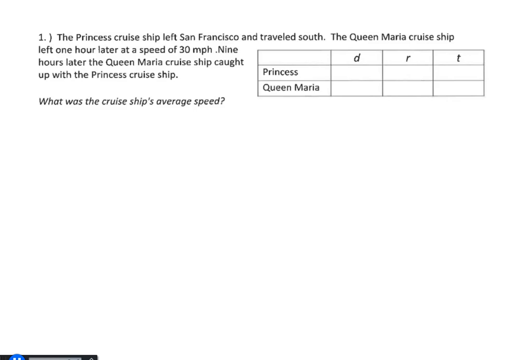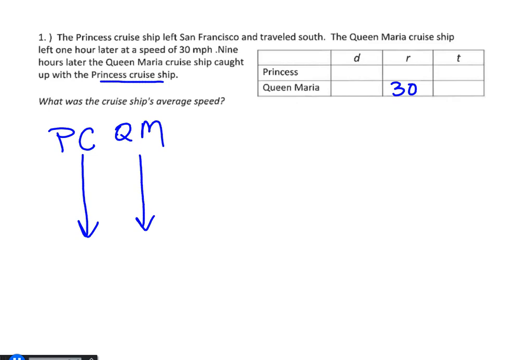It says the Princess cruise ship left San Francisco and traveled south. Sometimes it's helpful to say we have the Princess cruise ship and she left and she headed south. The Queen Maria cruise ship left 1 hour later at a speed of 30 miles per hour. So we're going to go ahead and put that right in the table, 30 miles per hour for the Queen Maria. And it says she caught up with the Princess cruise ship. So she must have also left from San Francisco. Here's the Queen Maria, and she's leaving.